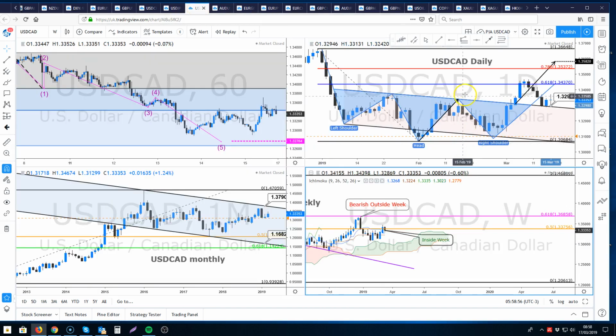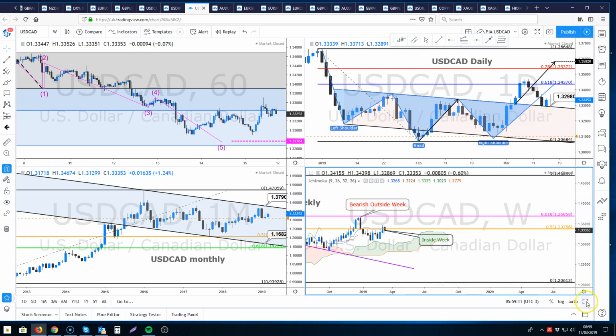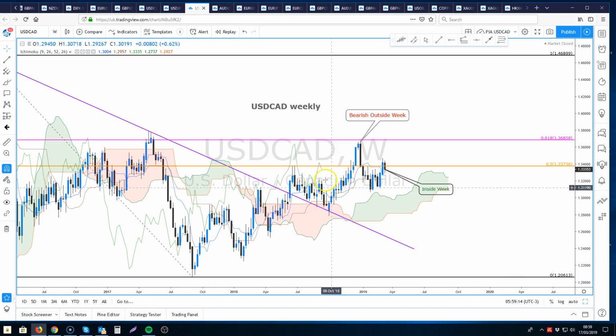Dollar CAD. Now we did call the head and shoulders formation. It didn't push to our expected target level, which is a little bit disappointing. Let's have a look. We've got an inside week, so bearish outside week keeps the bias to the downside. Inside week is a highlight of indecision.